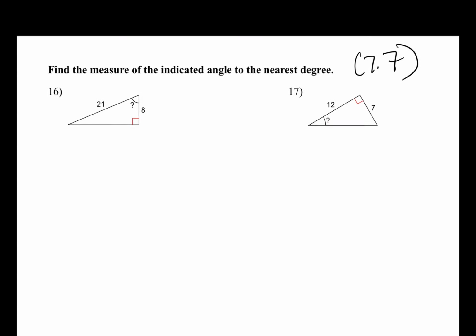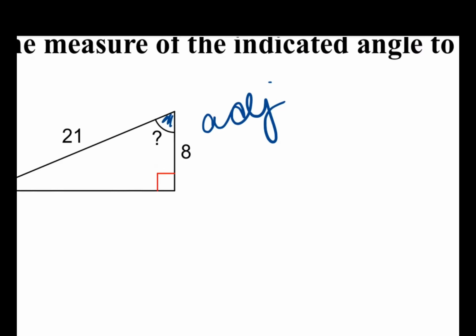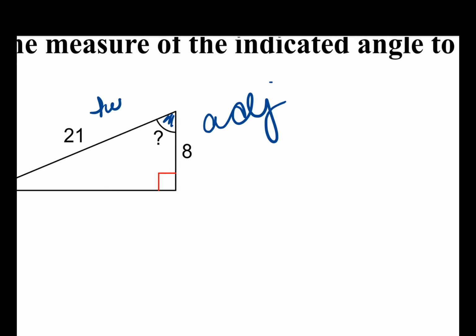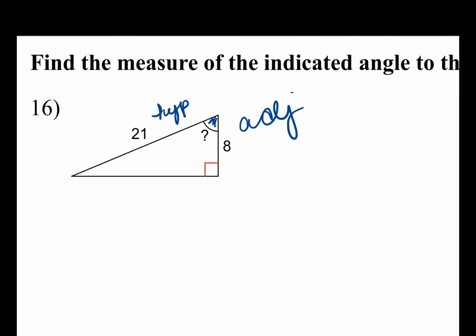7.7 is where we use inverse trig. We are going to be given two sides and we need to find the angle. The way we begin this is kind of the same as before. We're going to label how the sides relate to the angle. So for number 16, 8 is adjacent, 21 is hypotenuse. And we need to say, okay, which ratio uses adjacent and hypotenuse? And that's cosine. So the cosine of question mark equals 8 over 21.